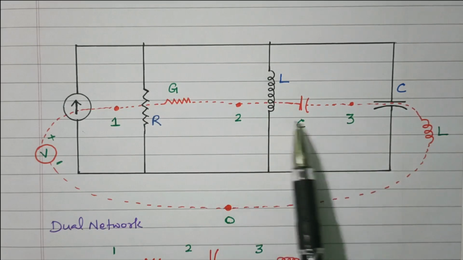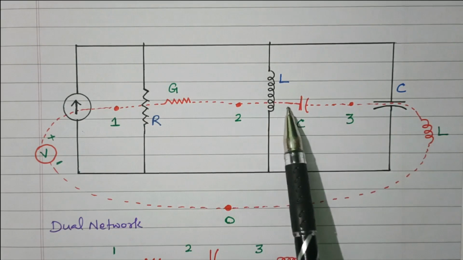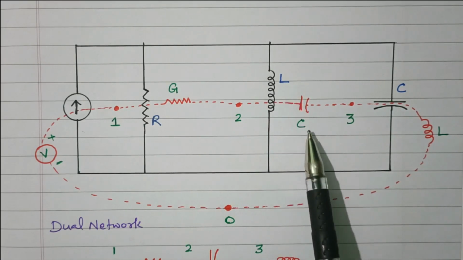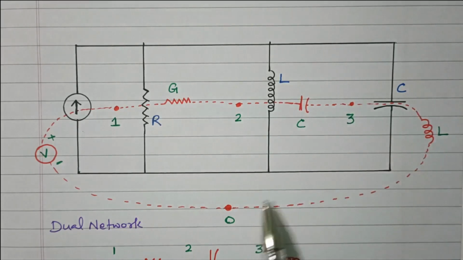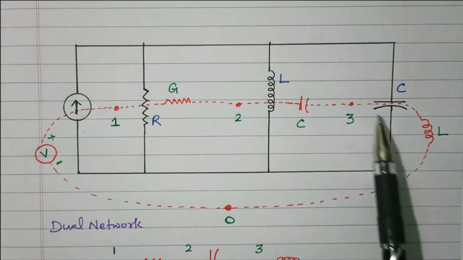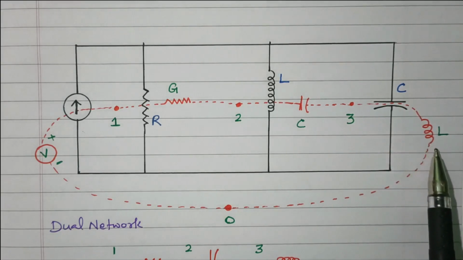And dot 2 and 3, the dotted lines are drawn between dot 2 and 3 through the inductor. So this inductor will be converted into a capacitor. L is converted to capacitor C. Then 3 and 0, we have a capacitor. The dotted lines are drawn between point 3 and 0 through the capacitor. So this capacitor will be converted into an inductor in the dual network.